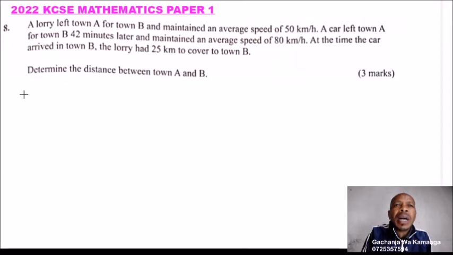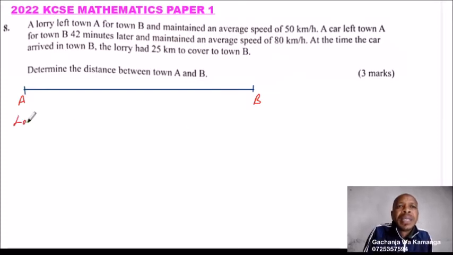Now, we can use a line here to demonstrate that information. So we can say that is town A to B. This is A and this is town B. So we can say the lorry speed was 50 kilometers per hour. The car was 80 kilometers per hour. The car started 42 minutes after the lorry had started the journey from A to B.